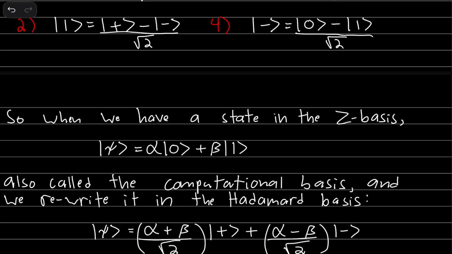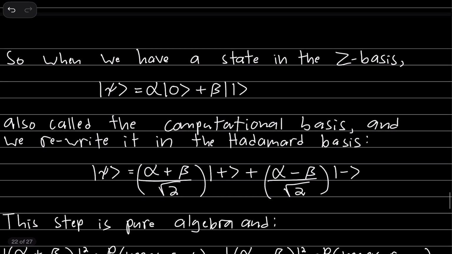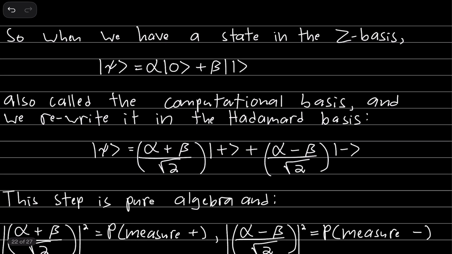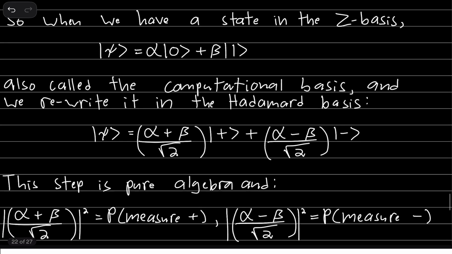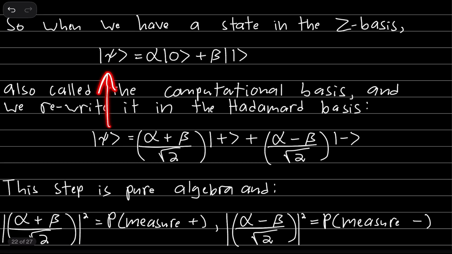But if we have a state in the z basis, written in terms of ket 0 and ket 1, and we rewrite it in the Hadamard basis, which we just did above, to get this state. This step is just pure algebra. These states are the exact same physical state. We just re-express them differently.